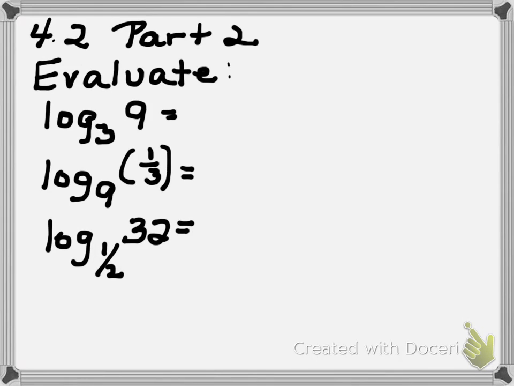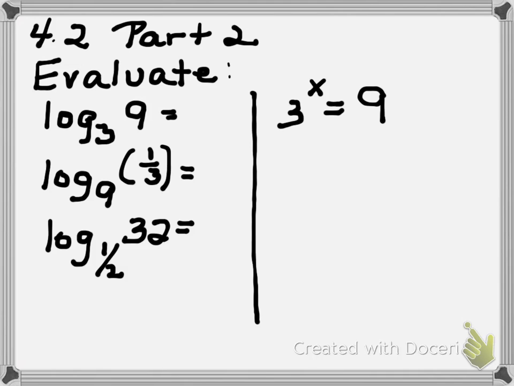Okay, let's take these three. All right, I have 3 as the base. We're looking for the exponent in order to get 9. So this one's fairly easy. You're knowing 3 squared is equal to 9. So that one's not bad.